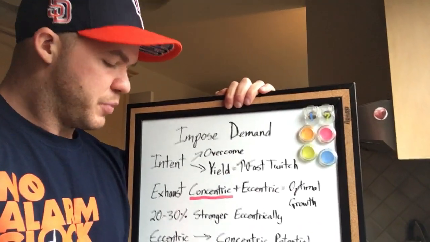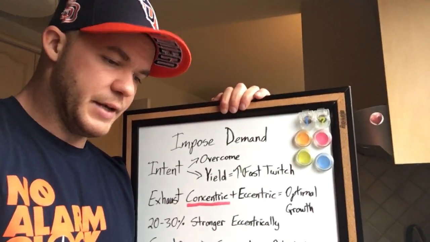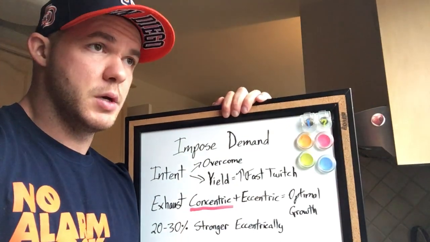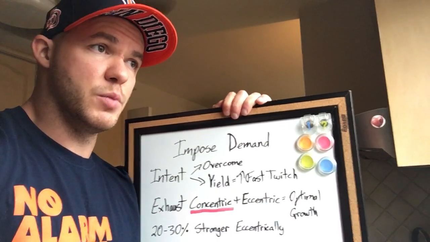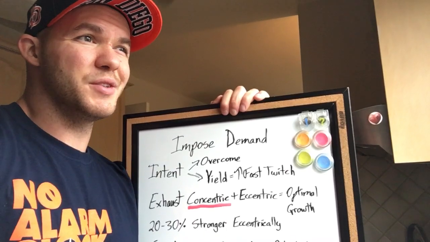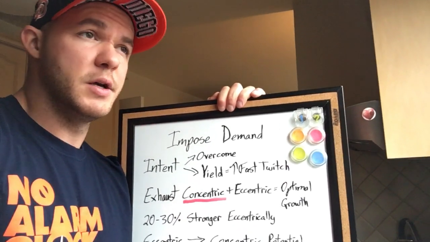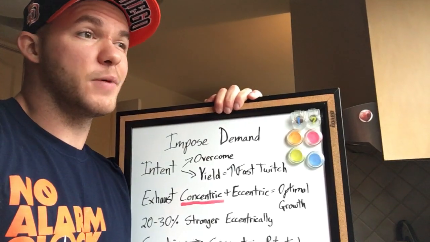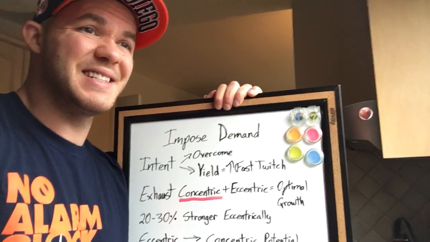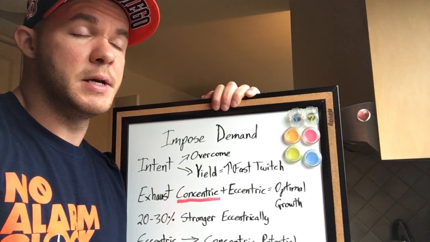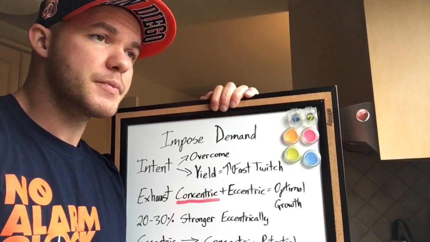So if you're 20 to 30% stronger eccentrically, and you can lift 200 pounds concentrically through a full range of motion, and you know to build muscle, you're going to want to use 70 to 80% of what you can lift for one. So if you can lift 200 pounds, you're going to probably work with 140 to 160 for whatever exercise that you're performing.